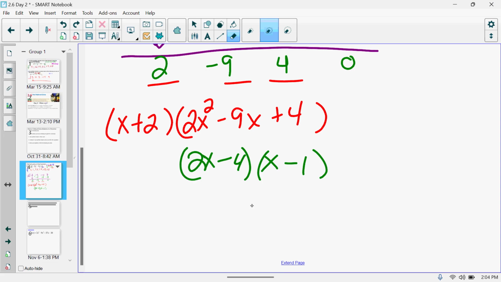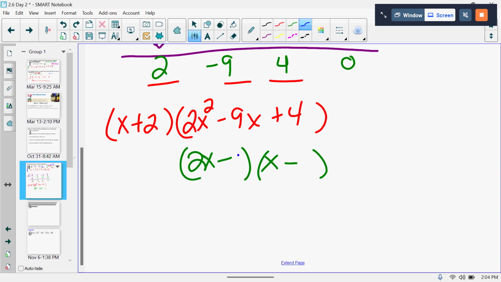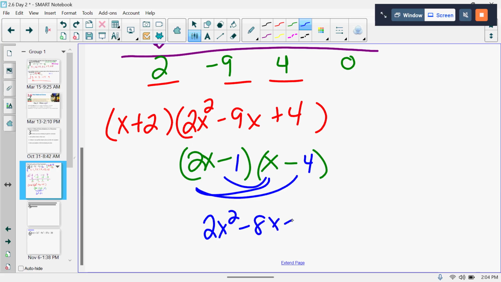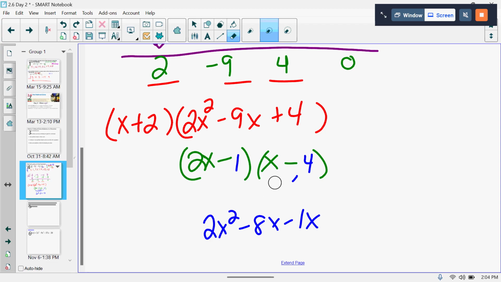Remember, guys, the other way to get 4 besides 4 times 1 is 2 times 2. But before you switch, maybe it's still 4 and 1, but the 1 goes here and the 4 goes here. FOIL that out and check it. 2x times x is 2x squared. Outer, 2 times negative 4 is negative 8x. Inner, negative 1 times x is negative x. And yeah, that equals negative 9x. This is going to work. If it didn't, then you would go on and try 2 times 2 and FOIL it out.